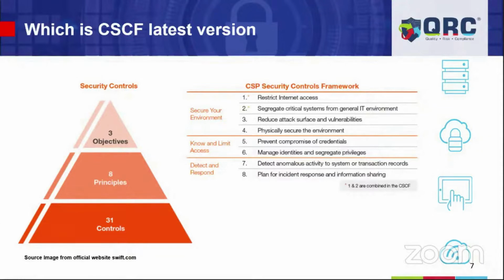So even that CSCF, the templates which Swift generally provides, is also a mandatory control attestation thing, and also advisory controls also. But what we need to understand here is the mandatory controls have to be attested every year, and the compliance status provided to Swift through the respective channels, and advisory is optional. So this is what generally the CSCF, the framework, covers.